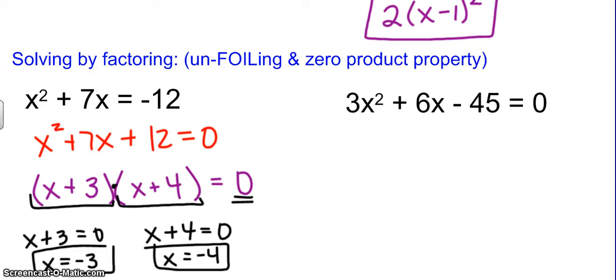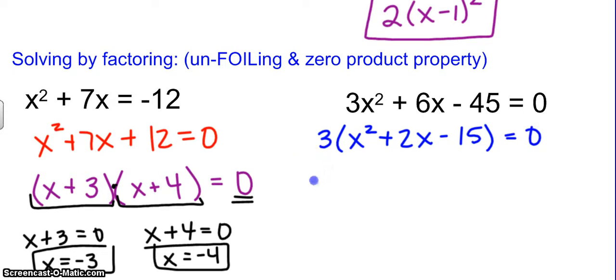First thing, get it set equal to 0, which it is. Then look for that greatest common factor. All of these terms have a 3 in common. I'm going to factor out that 3. The 3 carries with me, it doesn't drop away. And now I'm going to be looking for things that multiply to negative 15 and add to positive 2.